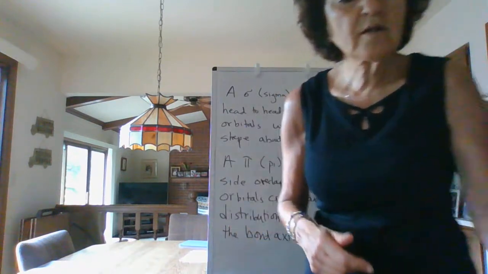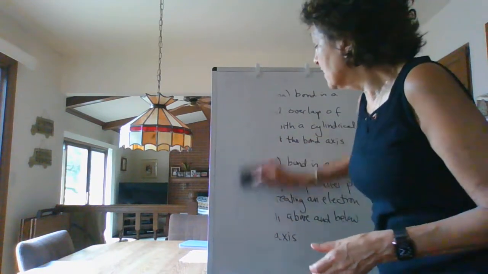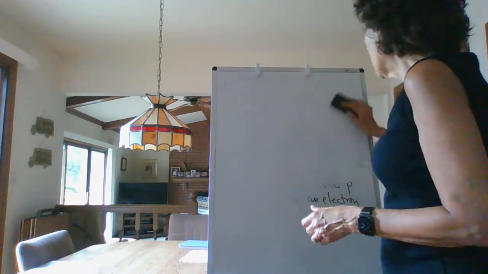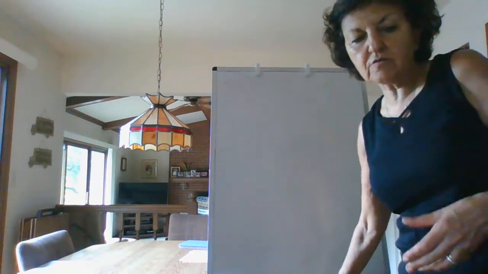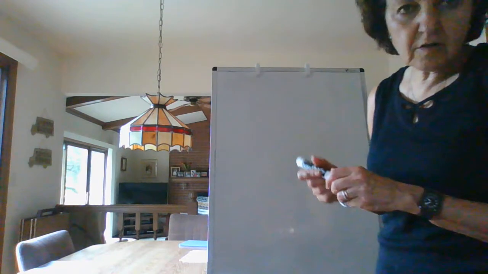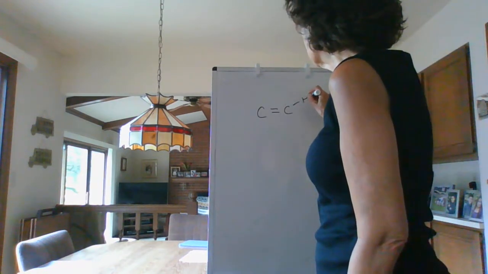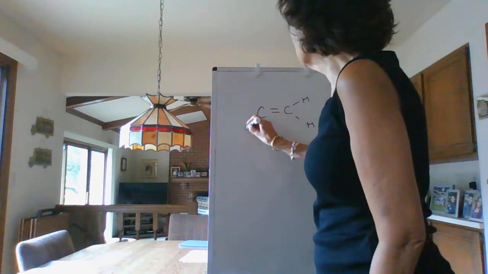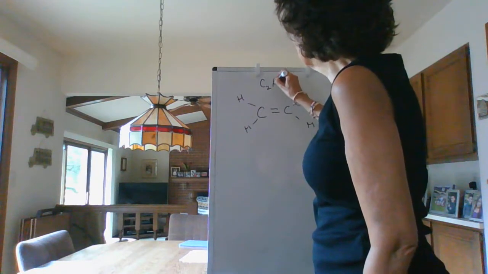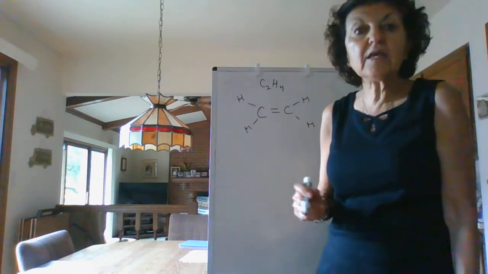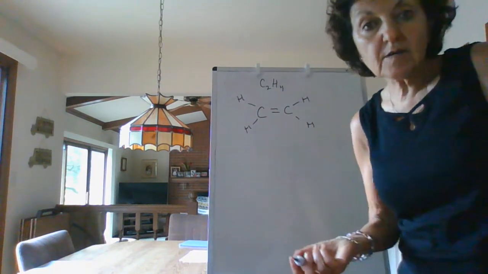Okay, so let me show you what an exam question would be like, and then I'll overcomplicate it and show you what all this structurally looks like. Okay, typical exam question. You've got something like this. This is a molecule, C2H4. This is ethene or ethylene. All right, and let's say the question is, how many sigma bonds are there?